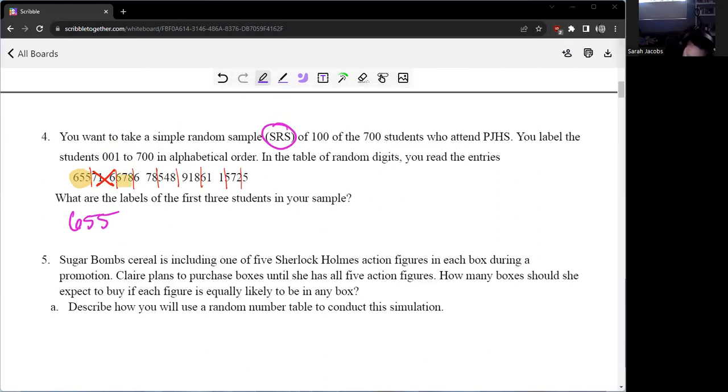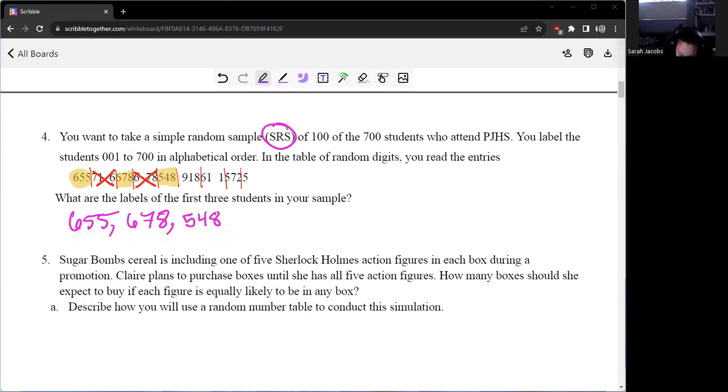678, totally fine. It is below our 700 and we haven't used it before. But then right here, we have another 678. We're not going to pull the same person twice. So we cross that person out. Last but not least, we have 548. Again, in that range of 1 to 700. Haven't used it before. So here is student 1, student 2, student 3.